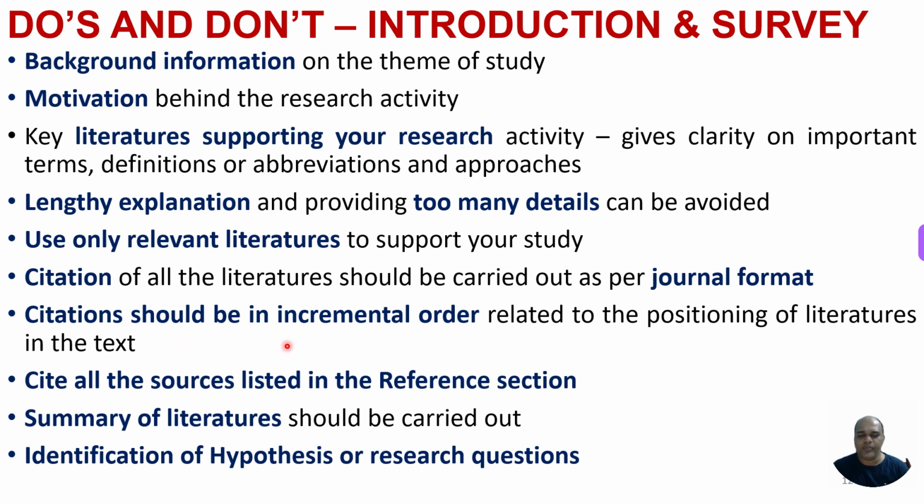So citation should be in the incremental order related to the positioning of the literatures in the text. Cite all the sources listed in the reference section. If I have 40 literatures, 40 references, then all the 40 references should be cited in the text. And after writing a literature survey, the summary of literature should be carried out.